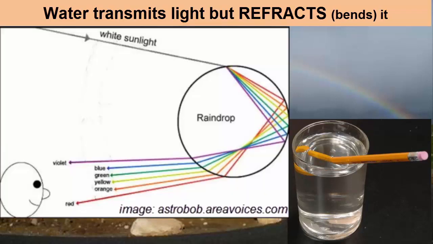In this case, the sunlight, white light that's composed of all colors of the spectrum, red, orange, yellow, green, blue, violet, bends as it travels through water droplets in the cloud. Each color of light has a different wavelength, so each color bends at a different angle. The water droplets actually split the light into all its colors, and a rainbow results.